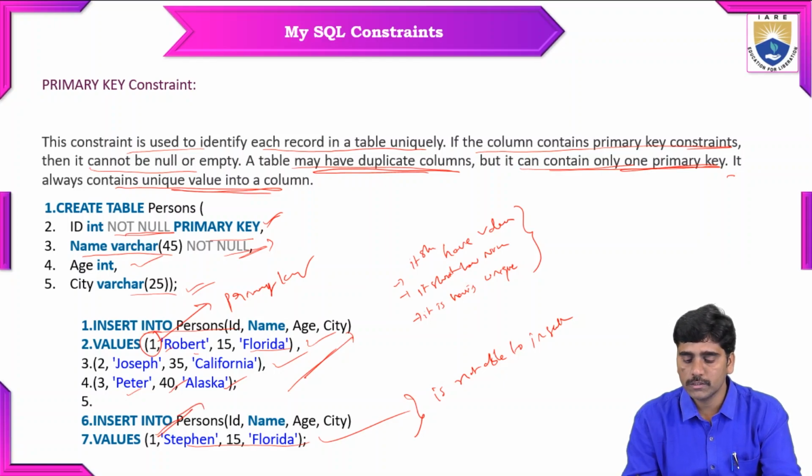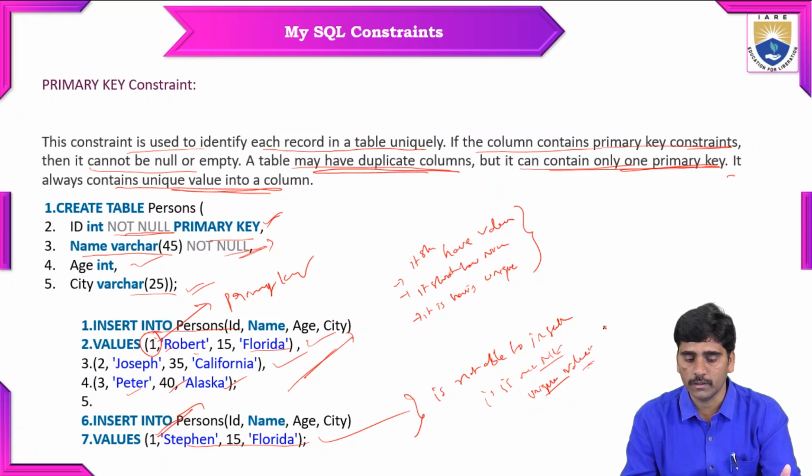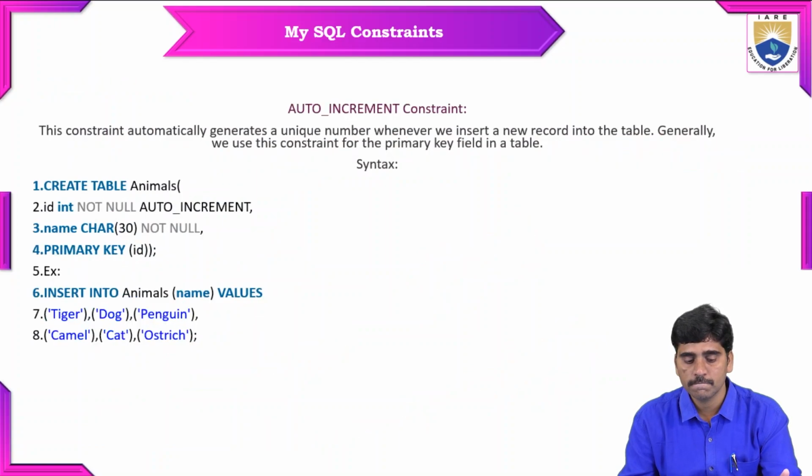So at this moment the value 1 could not be inserted, because 1 is applied as a primary key as well as not null. Not null means it has a value, and primary key means it should have only a unique value. So there is no need to have duplicates again and again. That is what we understand from this primary key constraint.